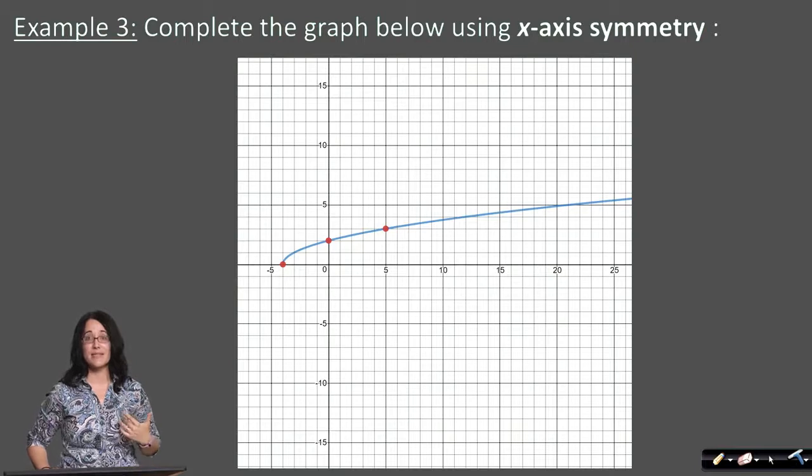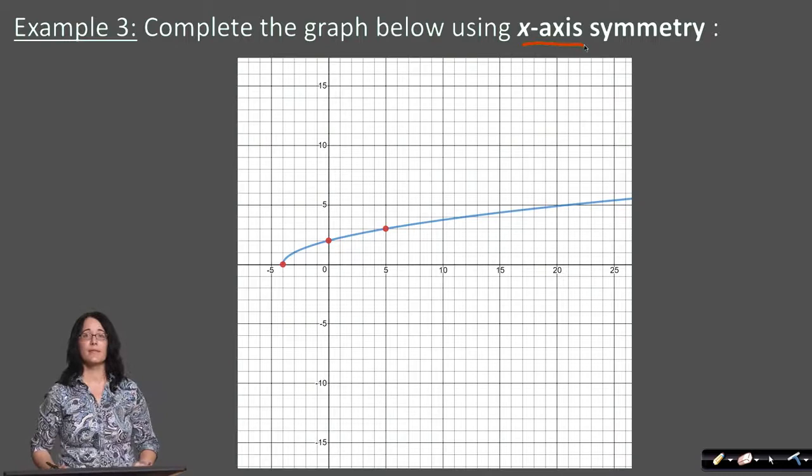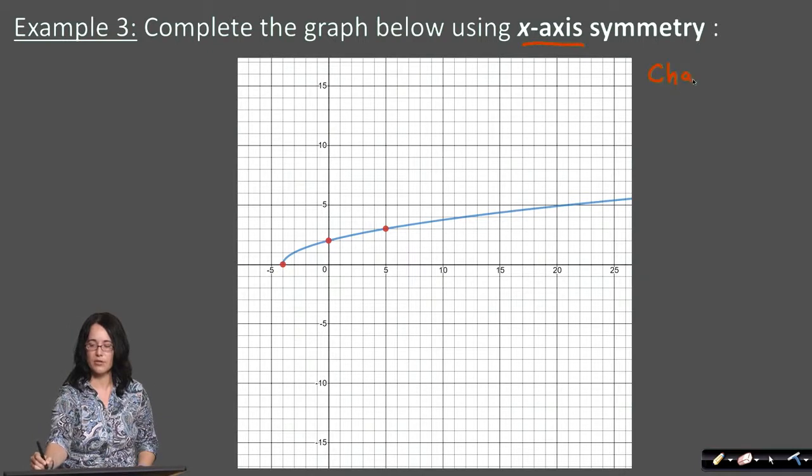Here they ask us to complete the graph by using the symmetry that they've told us we have. Here they say we have x-axis symmetry. So what does that mean? It's a mirror image over the x-axis. So what does that mean? When I change y values, what should happen? My x values should be the same.